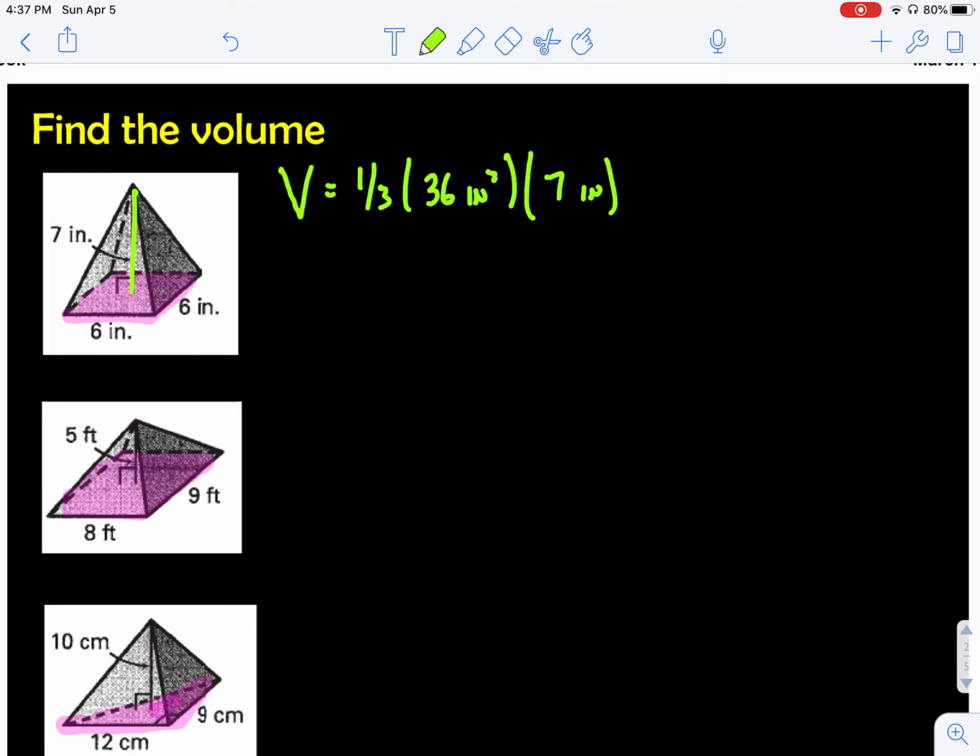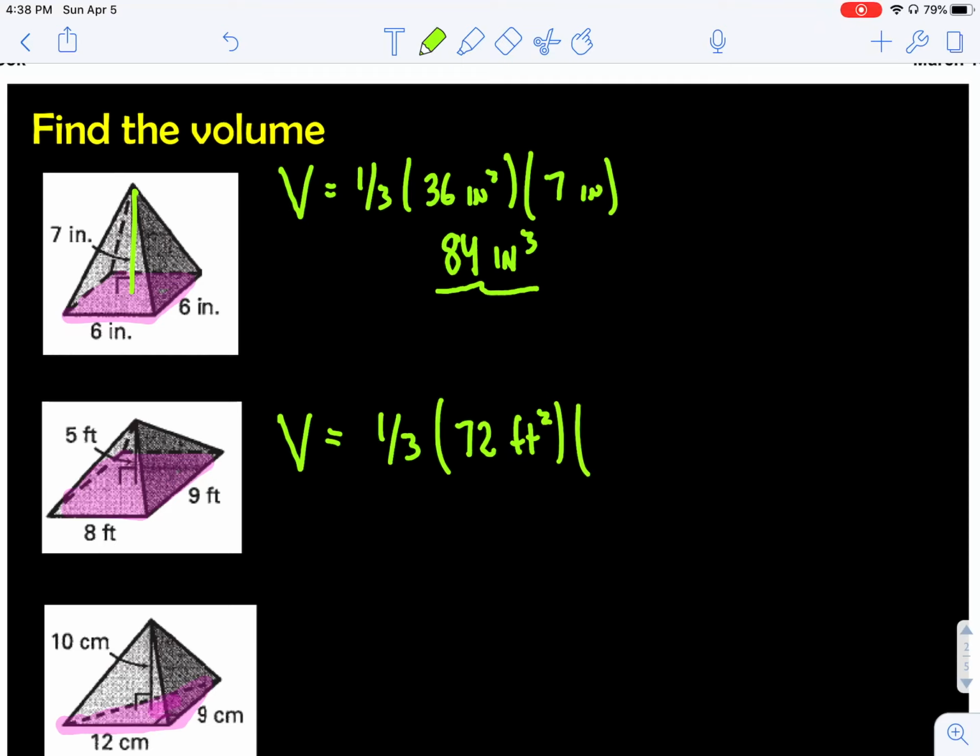Multiply all that out: 1/3 times 36 is 12, times 7 is 84. And I multiplied inches 3 times, so that's how I get inches cubed. 84 inches cubed. Next one here, the shape of this base is a rectangle, so the only difference is the area of the base is going to be the formula for a rectangle, length times width, which is 72 square feet, times the height of that pyramid, which is 5.